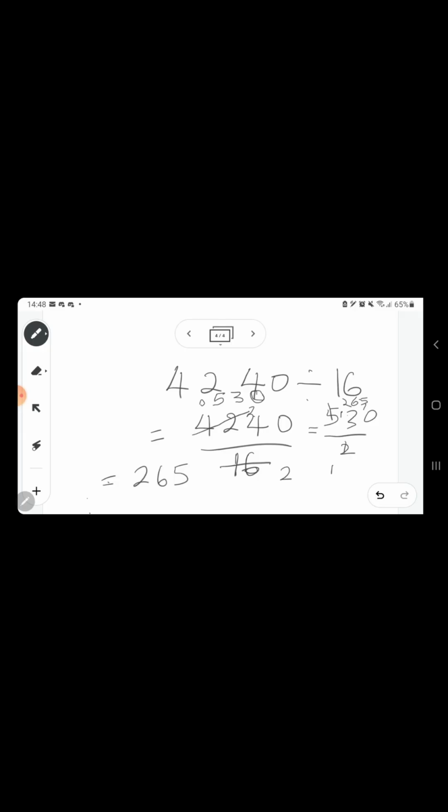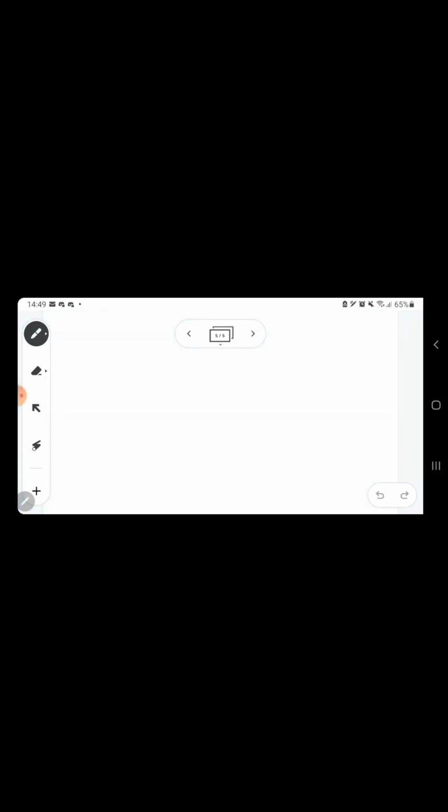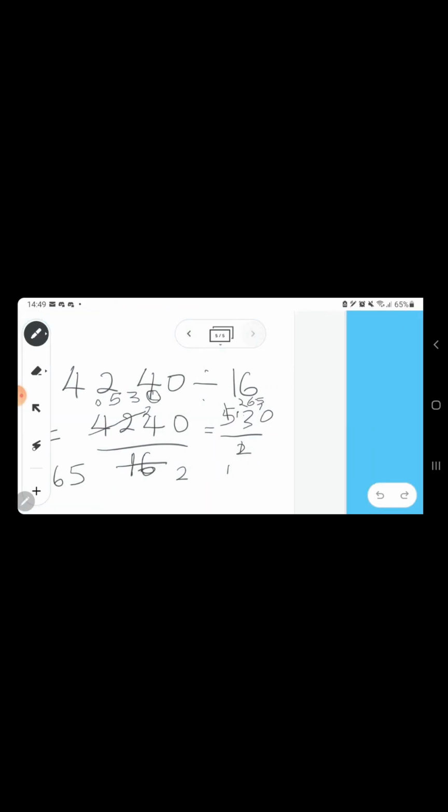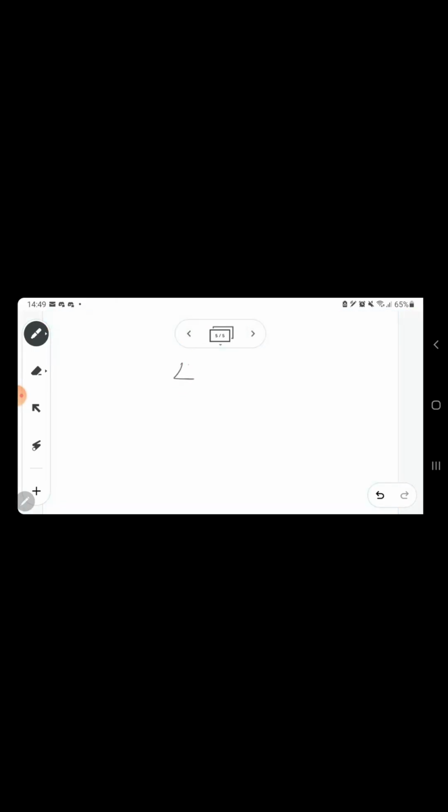That's one way of doing it. Because I already reduced it a bit lower, and then I can easily divide by 2. Another way is this. 4240, right? Let's be sure. 4240 divided by 16. First, okay, we'll come back to that. That could be our third step.